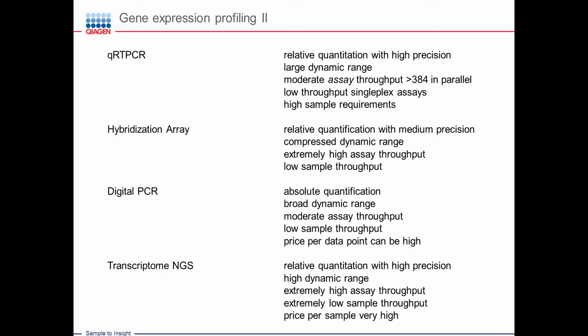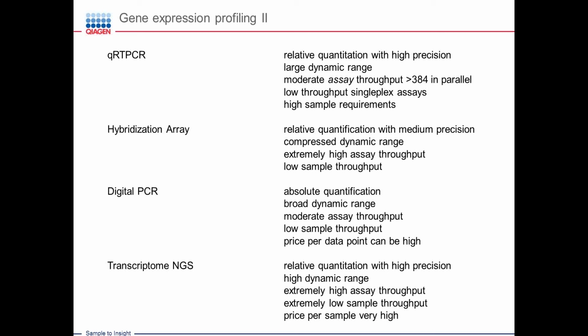Another fairly recent technology that people are using for extremely highly accurate quantification is digital PCR or droplet PCR, which has a very broad dynamic range and is very sensitive, where you can very accurately quantify even extremely small numbers of target. It has relatively moderate throughput for assays and relatively low sample throughput. It's not really applicable to looking at lots and lots of different assays.